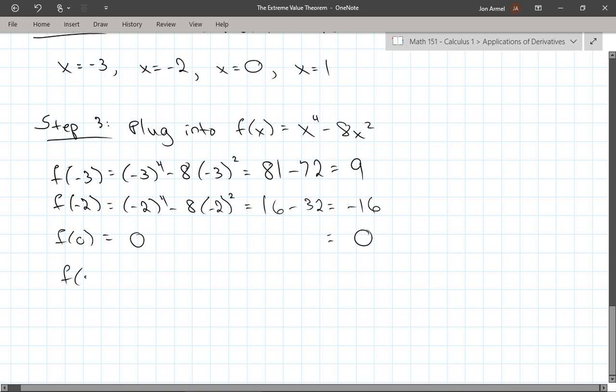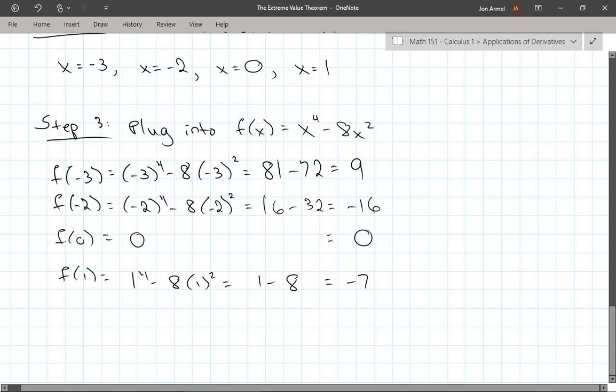And then f of +2, well, since everything's to an even power in my function, that's going to be the same as f of -2. So that's going to be -16 again. Wait a second. I don't need to plug in f of 2. I just ranted about that a minute ago. Excuse me. F of 1. I need to know f of 1. So that's going to be 1 to the 4th minus 8 times 1 squared. That is 1 minus 8 is negative 7.